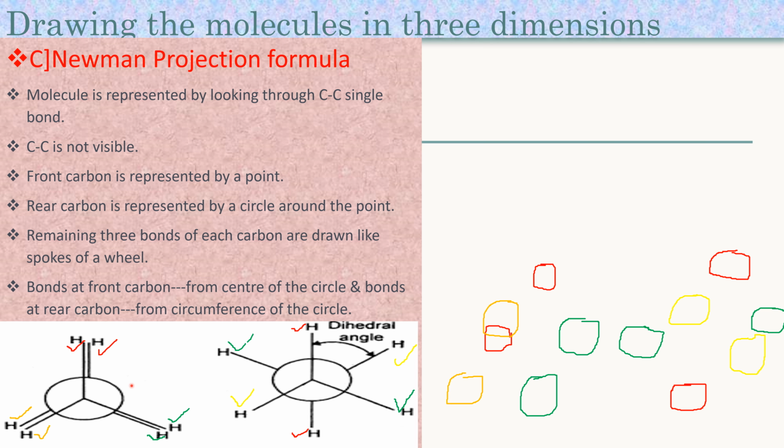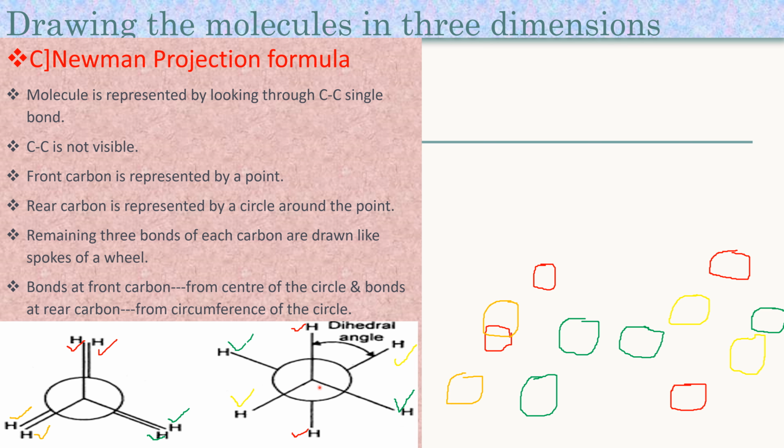Eclipsed conformation. Eclipsed means exactly one behind another. So you can see here the hydrogen atom from the front carbon and the respective hydrogen atom from the rear carbon atom, or backside carbon atom, are very close to each other. That means they are in the same line from one another. Similarly, other respective hydrogen atoms are close to each other and present in the same line.